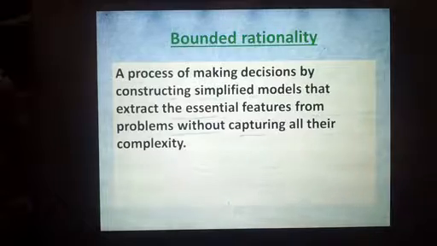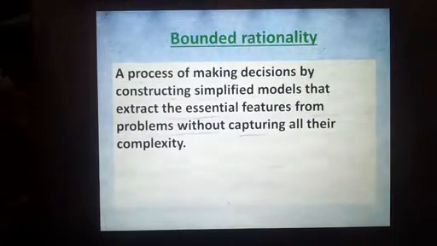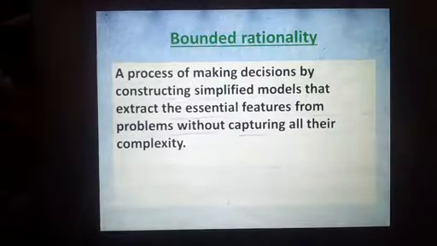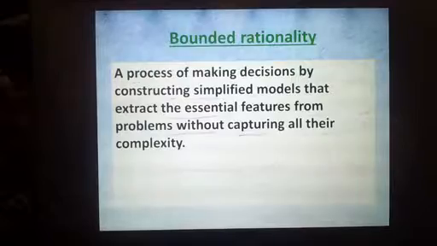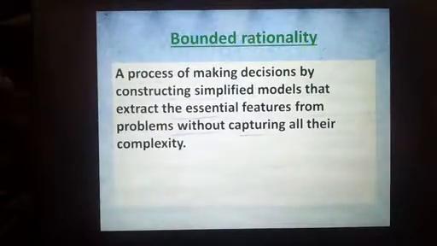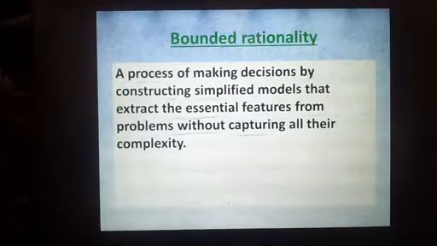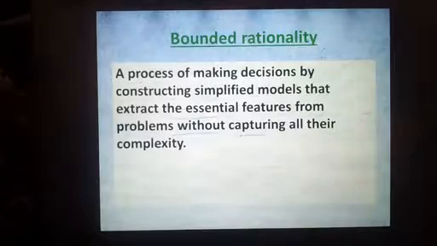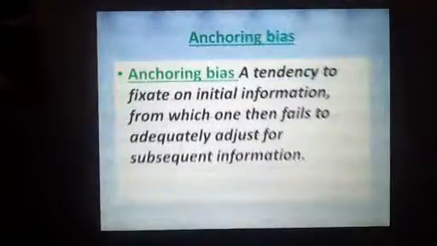Bounded rationality, very important concept regularly being asked in the competitions. A process of making decisions by constructing simplified models that extract the essential features from problems without capturing all complexity. An important one. So, process है making of decision का, हम construct करते हैं simplified models जो extract करता है essential features को problem से without capturing all the complexity. Complexity को capture नहीं करते हैं. चलिए देखते हैं आगे important topics.